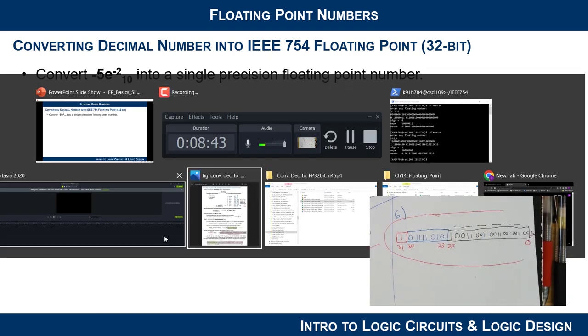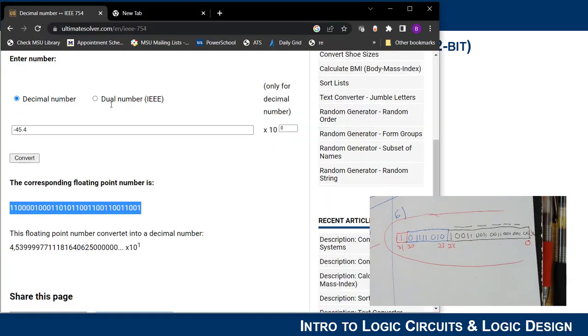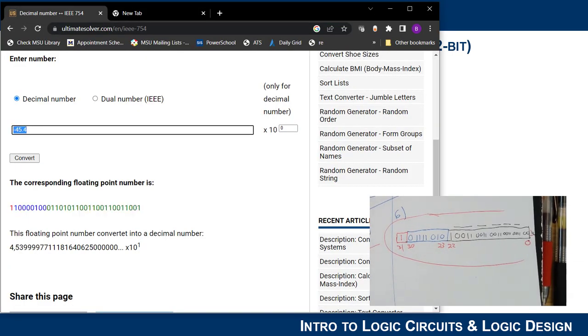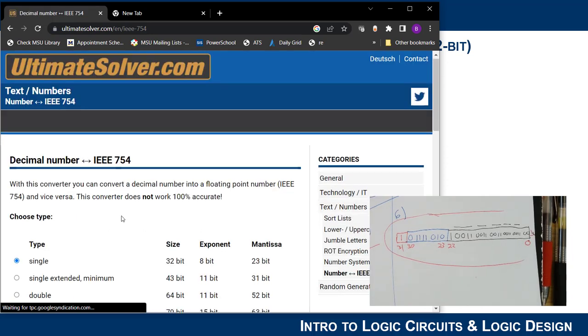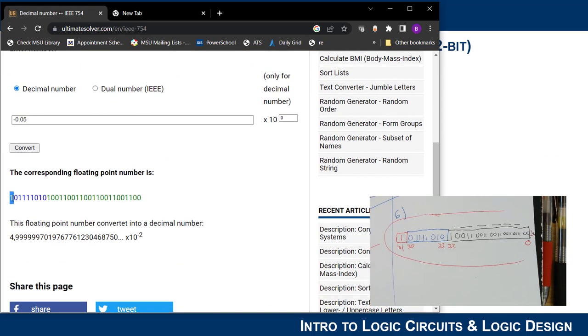All right, so let's go to our calculator and see what this gives me. I've got negative 0.05. We'll convert that, and here we go. Sign bit, correct. Then we have 01111010. That's right. And then here comes our leading one, and now here comes our repeating pattern. We have 0011, 0011, 0011, 0011, 0011, and 00. So it worked, right?